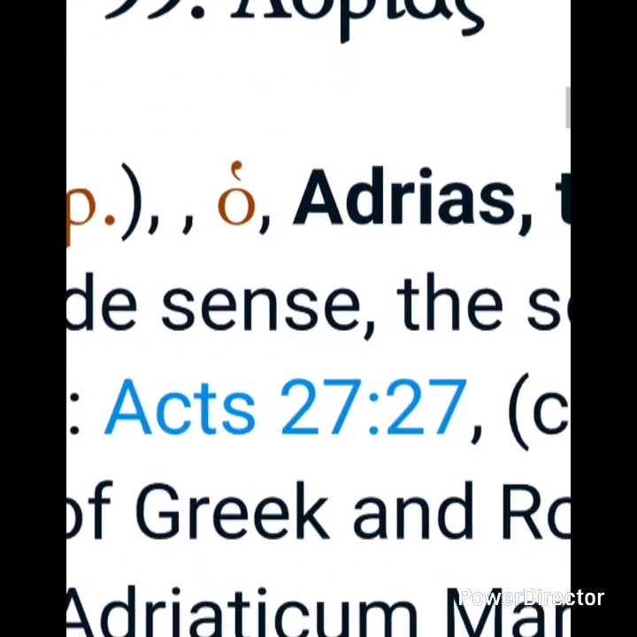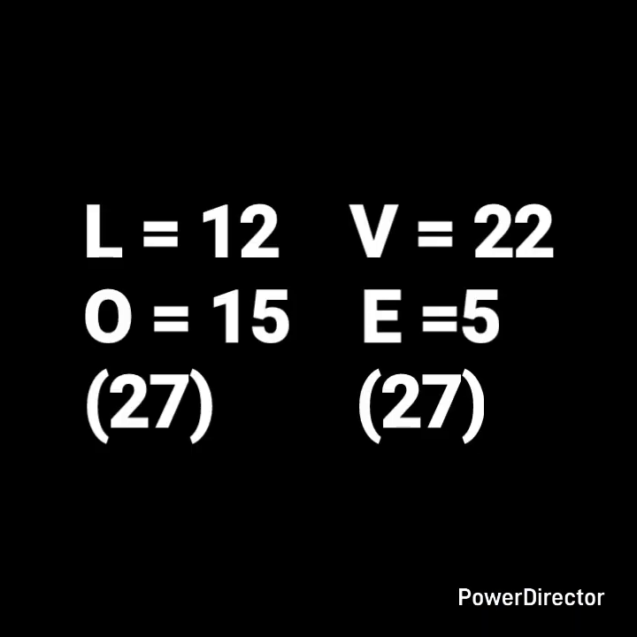Acts 27:27. And the word love is 27 and 27 also. Interesting that it starts with L, because when you spell L-E-L, that means God. And the Bible says that God is love. L is the 12th letter and O is the 15th letter, and that's 27. And then V is the 22nd letter, and E is the 5th letter. That's 27. So love is directly associated with the rapture and judgment.